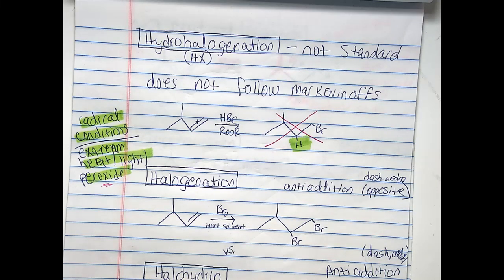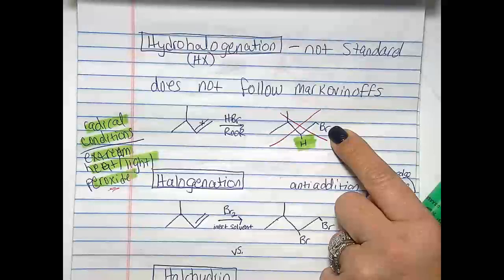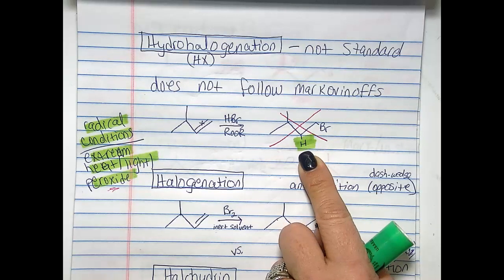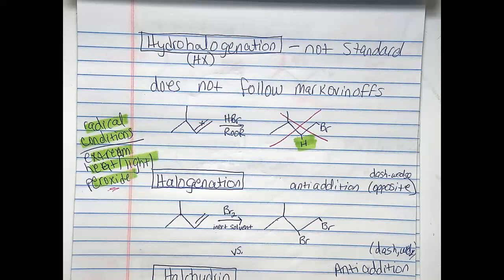Questions about this one? Yes? What is Markovnikov's rule? Is that just what we were doing earlier? That's the rule of the hydrogen. The hydrogen goes to the carbon that has more hydrogens. So we would expect to see that hydrogen here, but it's not. It's going to the more substituted carbon. But again, that's why we barely see it. And there's no hydride shift.